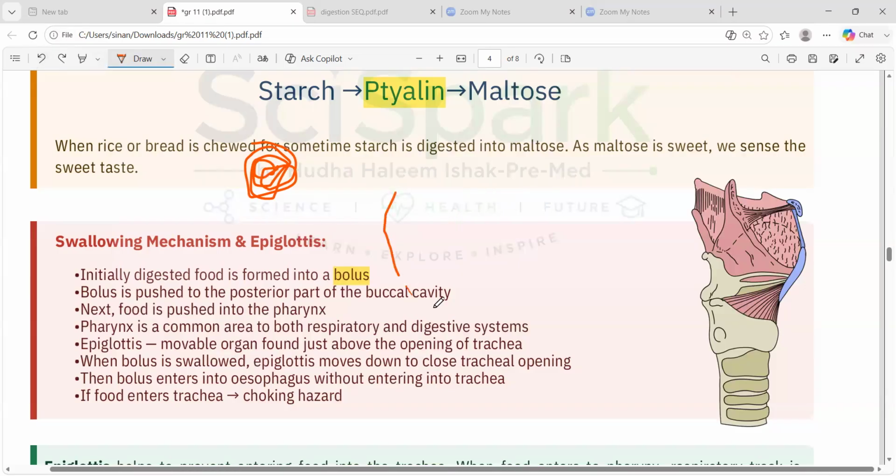If this is the tongue, there are two main parts: the posterior part and the anterior part. The tongue part which we can put out is the anterior part. The one which we can put out is the anterior part.